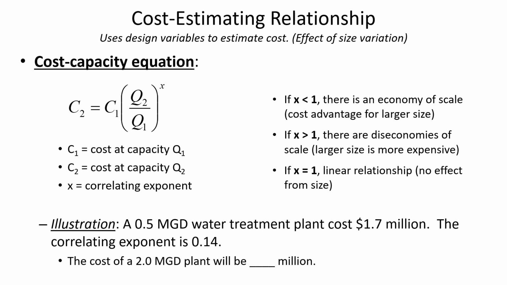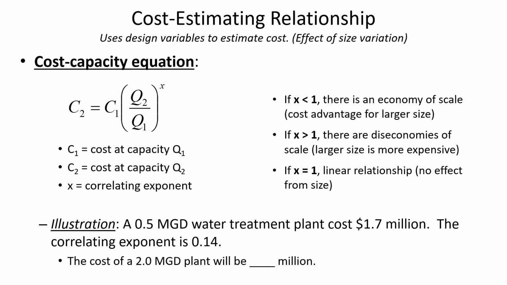Do you get 1.23? So it's $1.7 million multiplied by 1.2311 and so on. So that means that the cost of this larger water treatment plant that we're trying to estimate the cost for is going to be $2.09 million. That would be the cost of the larger one.